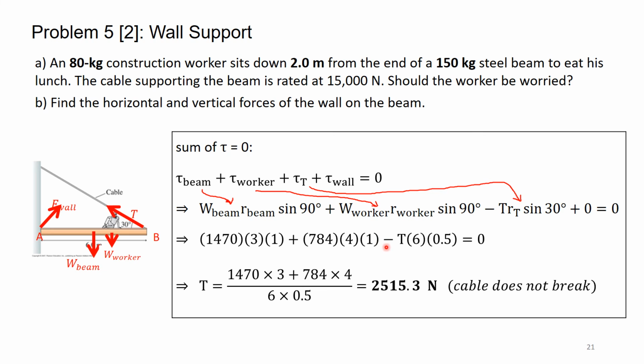So going back to the calculation, the only unknown is the T. So you rearrange the equation and solve for T. You get 2515 newtons, which is considerably less than the cable rating, 15,000 newtons. So the worker doesn't have to be worried about the cable breaking.